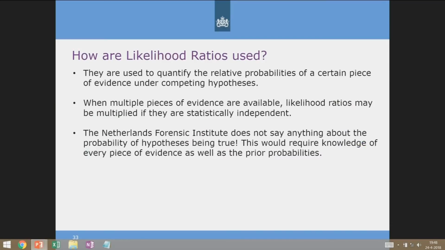Okay, so now a fun part. We're going to talk about how to use likelihood ratios and also how not to use them. What a likelihood ratio really does is it quantifies the relative probabilities of a certain piece of evidence under competing hypotheses. So that's all that it does.